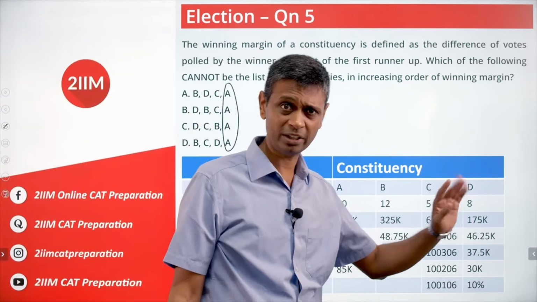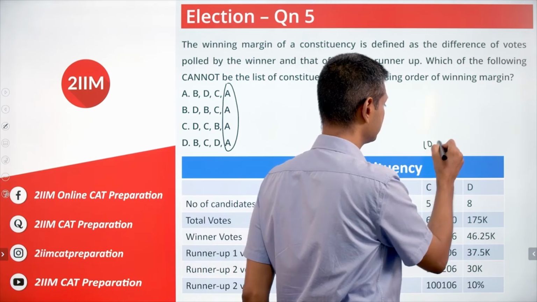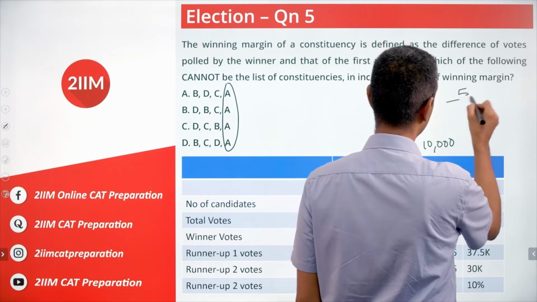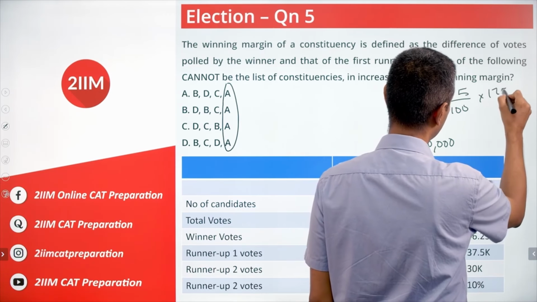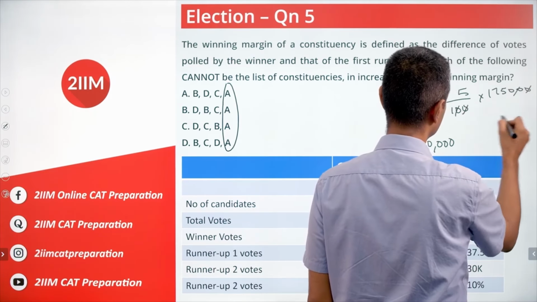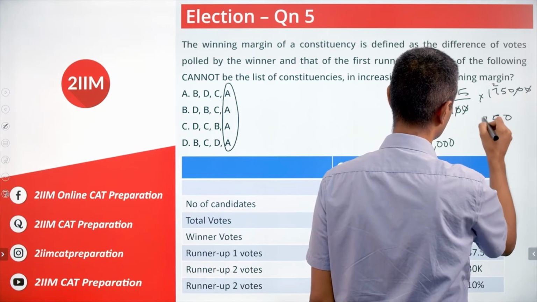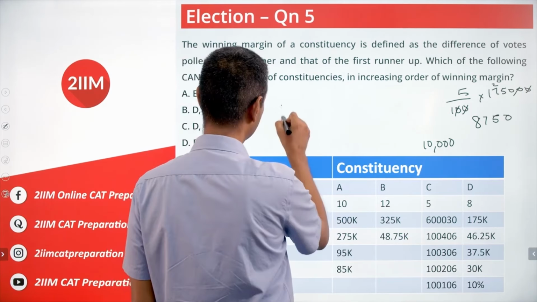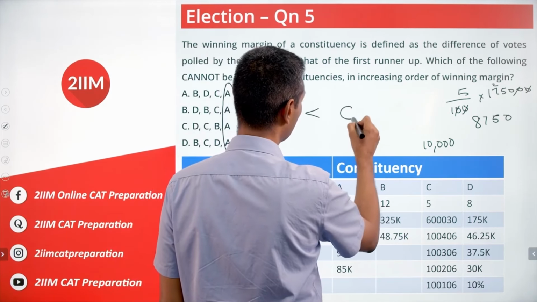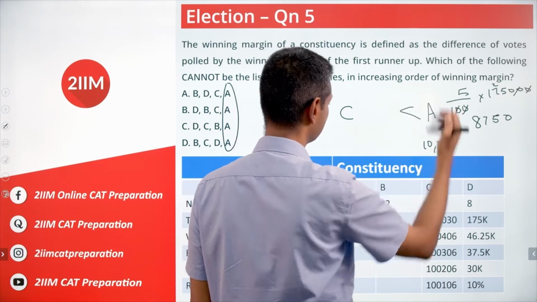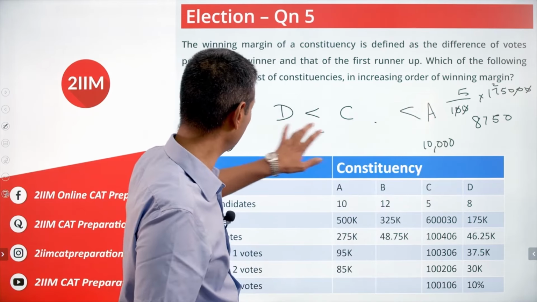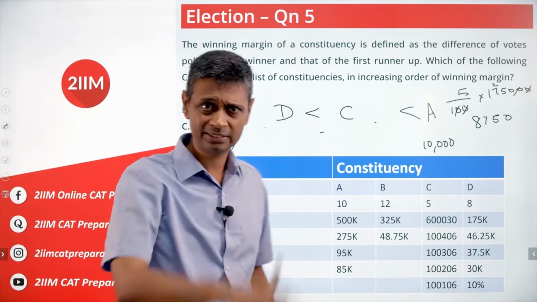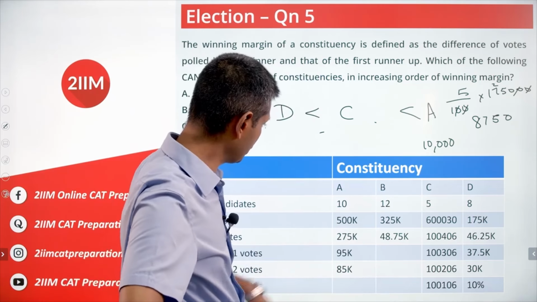These two winning margins we can find. For C, the winning margin is 10,000. For D, the winning margin, we calculated this, it's 5%. 5 by 100 into 175,000. 8750. So we're looking at increasing order of winning margin. That means that D is less than C. And everything is less than A. And so that much we know. It could be B here, B here, B here, that we don't know. D less than C less than A, we know. Right? And A is greater than everything else. Now B, 1 by 48.75.